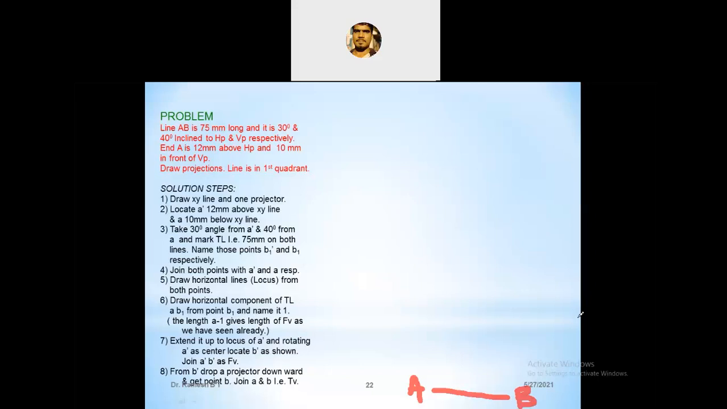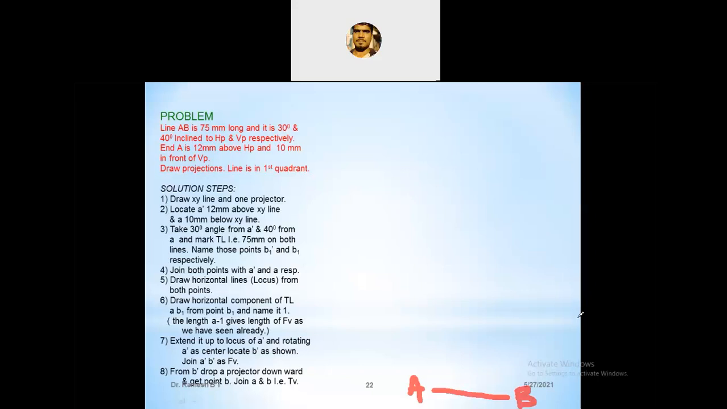Here the true length is given, so if the true length is given, they never rotate, they only project. So true length, project, and arc, you will get the apparent length. Join both the points A and A dash with the inclined lines. Then draw the horizontal lines: locus of A dash, locus of B dash, locus of A, locus of B. You have to draw four locus lines. Clear? And draw whatever the data is given according to that.